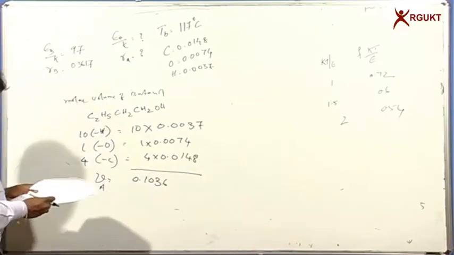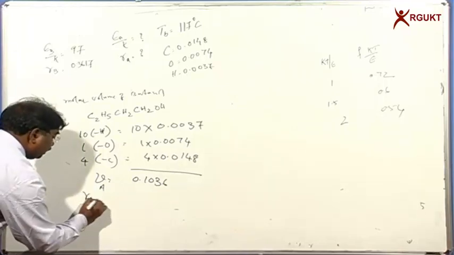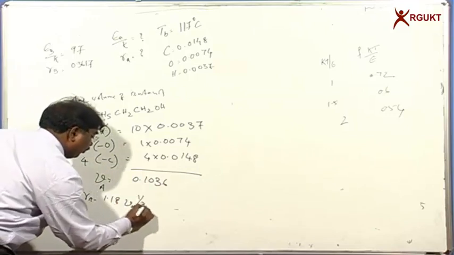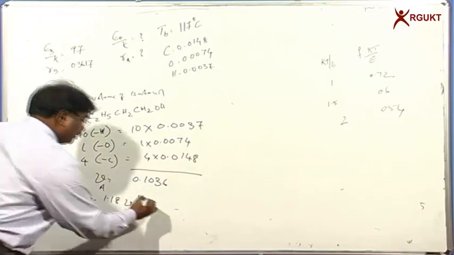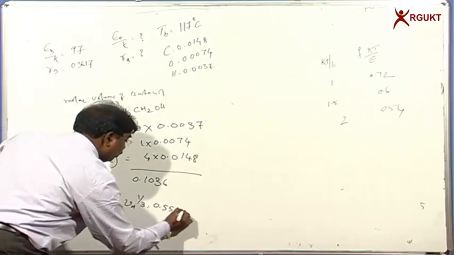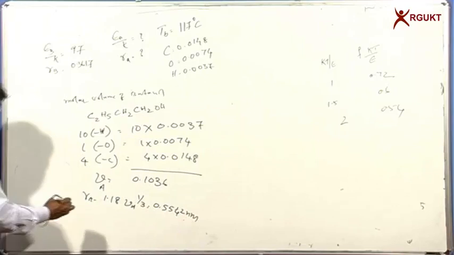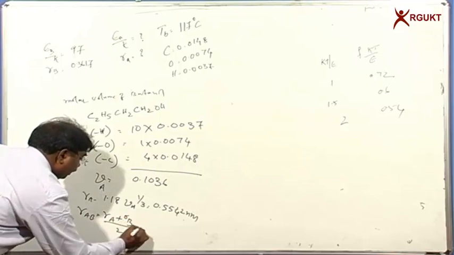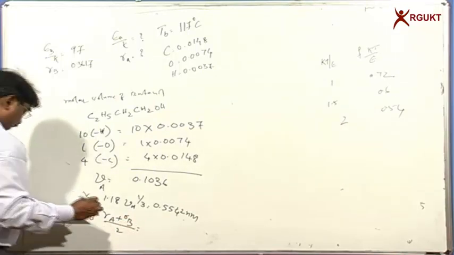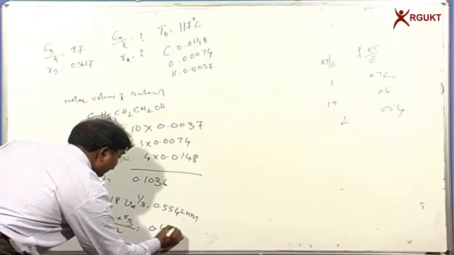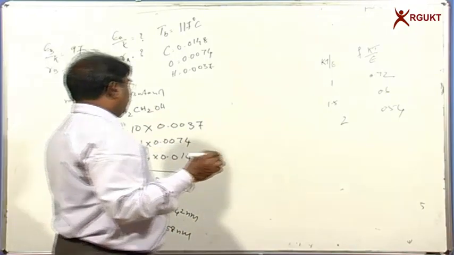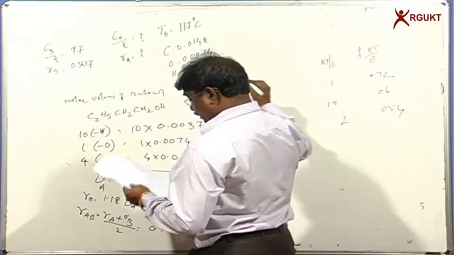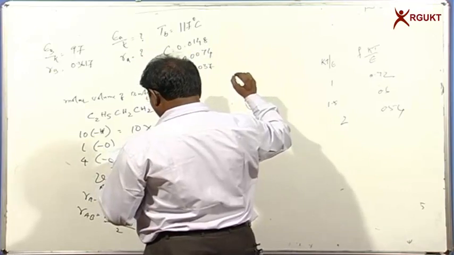0.1036, and your RA is given as 1.18 into VA to the power of 1 by 3, that is going to become 0.5542 nanometers, and your RAB is equal to (RA plus RB) by 2, that is equal to 0.458 nanometers. Then we have epsilon A by K, which is not known, but this value can be estimated.